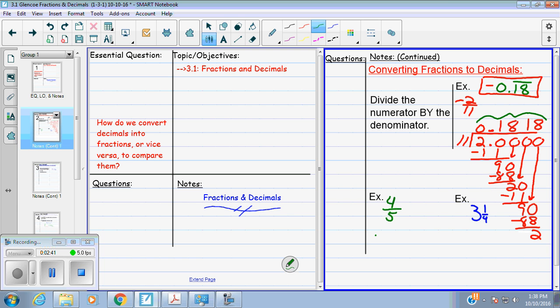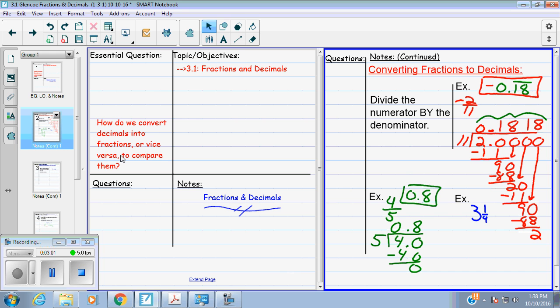The 5 goes on the outside, and the 4 goes on the inside. We need that decimal point again, because we are going to create one. 0 goes up there, 5 goes into 40, 8 times. And this one has terminated, so our answer is 0.8.